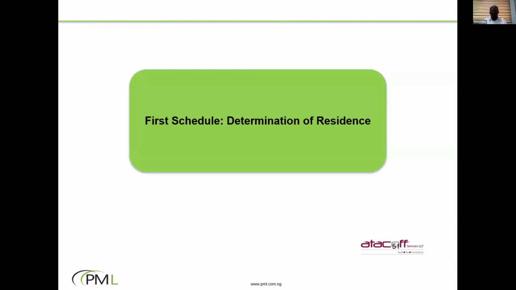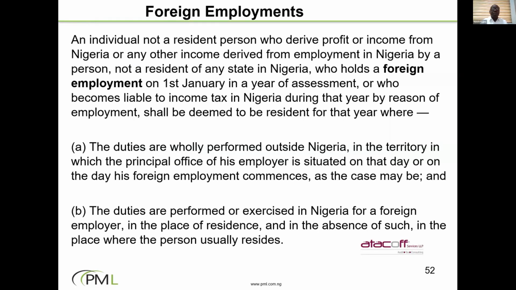Determination of residency. These are schedules to the law, and this one is talking about foreign employment. Any income derived from employment in Nigeria by a person not resident in Nigeria, who owns a foreign employment on first January of the year, or who becomes liable to income tax in Nigeria during the year by reason of employment, shall be deemed to be resident for that year. What is the message? You are not resident in Nigeria, so ordinarily you should not pay tax because you are working abroad. However, you become liable because you have made income in Nigeria during the year.